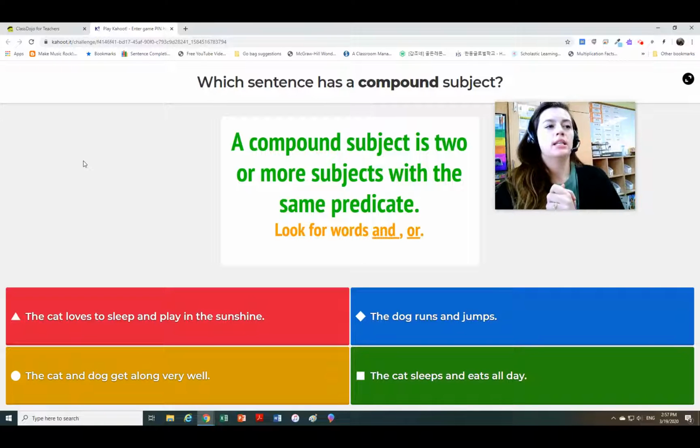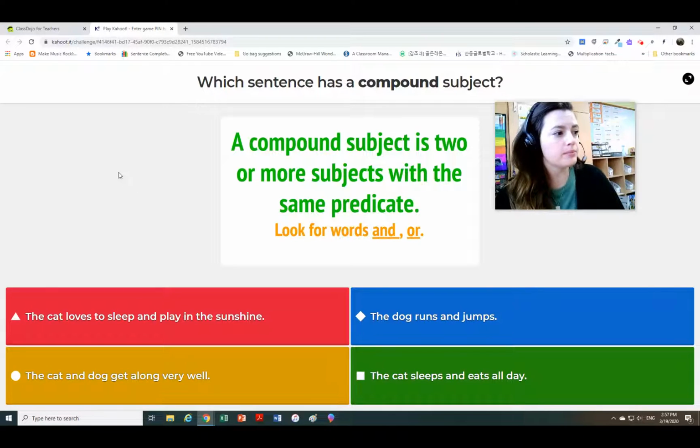Now, which sentence has a compound subject? So now we're not going to do simple subject, we're doing compound. And I gave you a hint right here. A compound subject is two or more subjects with the same predicate. So look for the words and or. All right, let's read through these sentences.